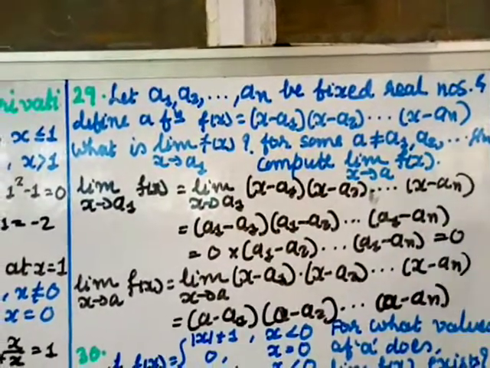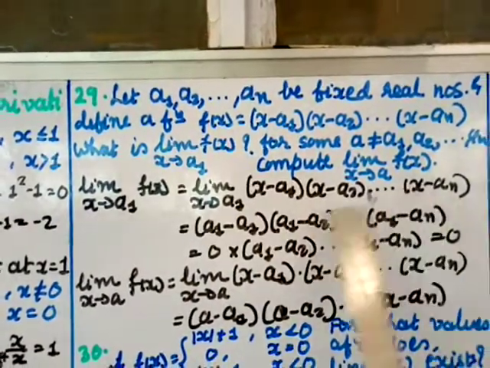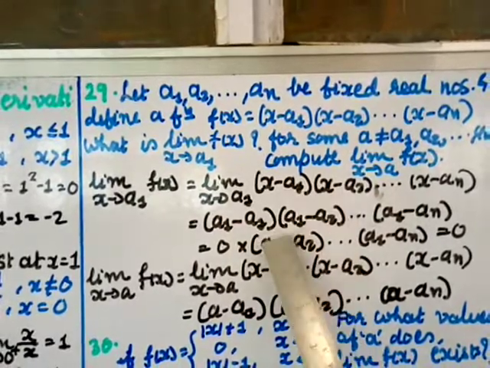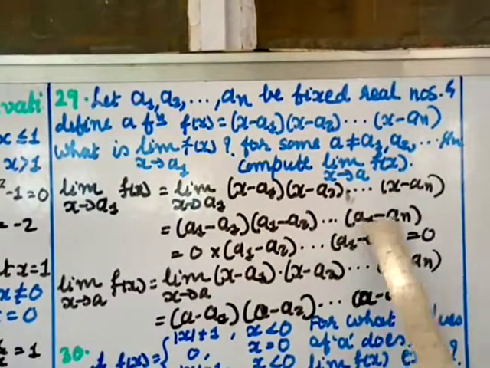Now here there is no simplification, so just apply the limit x tends to a1. Wherever there is x, put a1. So here a1 minus a1 into a1 minus a2 up to, instead of x, a1 minus an.